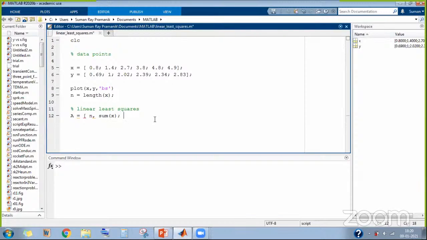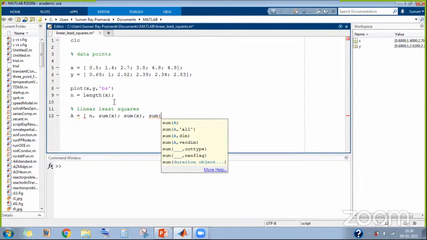Then we'll go to the next row. The second row, first column will also have summation of x, and the second row, second column will have summation of x square. It will have 0.64 and so on, not the square of the matrix X, but the square of the data points.